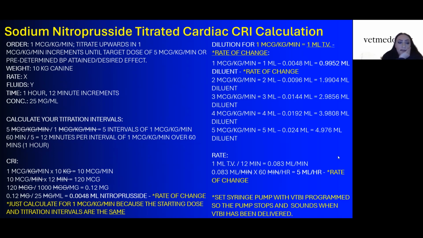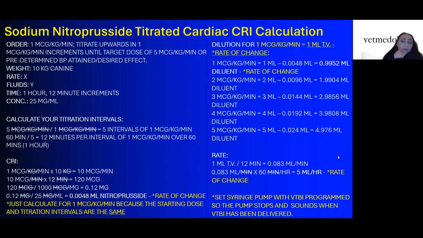So the intervals are calculated a little bit differently for this. We're going to take 5 mics per kg per minute divided by 1 mic per kg per minute, and that gives us 5 intervals of 1 mic per kg per minute. Basically over 1 hour, 60 minutes divided by 5 is 12 minutes per interval of 1 mic per kg per minute over 60 minutes.